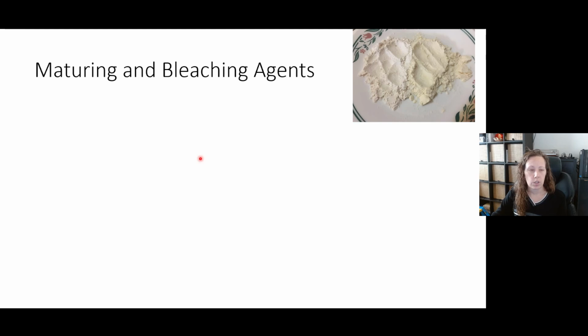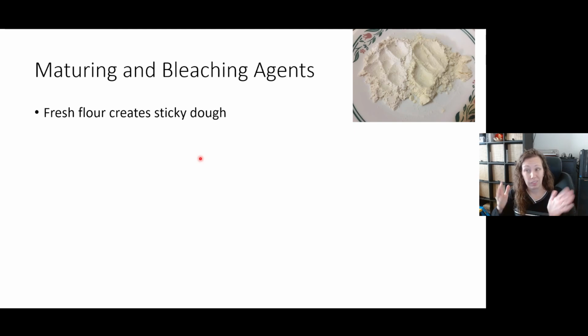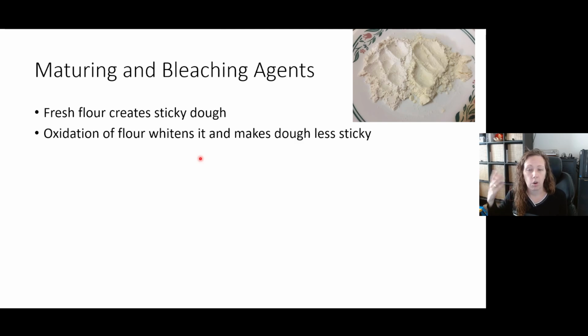Okay. Then we have maturing and bleaching agents, and these are specifically going to be referring to flour, the additives added to flour. So the problem is that flour that is freshly ground creates a sticky dough that is hard to work with. And so to have a better flour, you actually age it. You just let it sit for a while before you use it. And so over time, it naturally oxidizes. And in that oxidation process, it becomes whiter in color. And when you're using it, the dough is less sticky and is easier to work with.